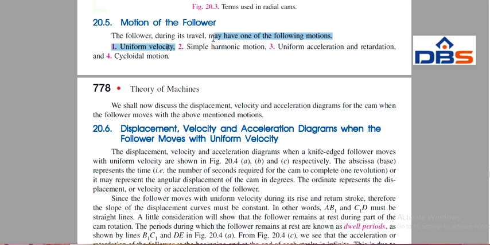During this travel of the follower, four motions can be applicable. First, uniform velocity, and second, SHM, simple harmonic motion. Third, uniform acceleration and retardation. Fourth, cycloidal motion. Now we are discussing the motion of the follower with respect to uniform velocity. Based on the uniform velocity, we draw the displacement, velocity and acceleration diagrams for which the follower moves with uniform velocity.